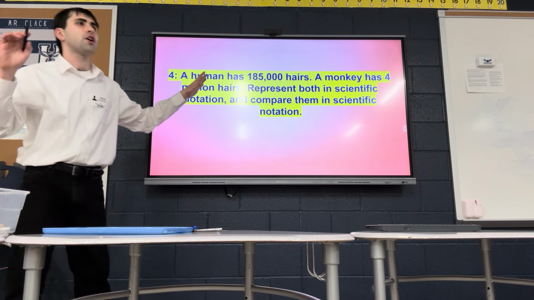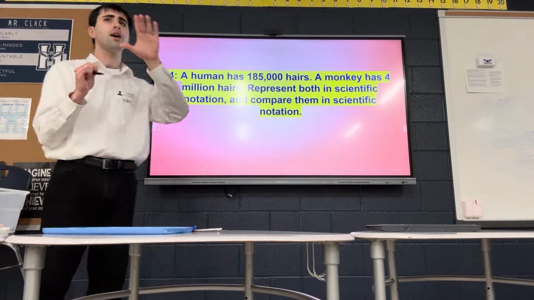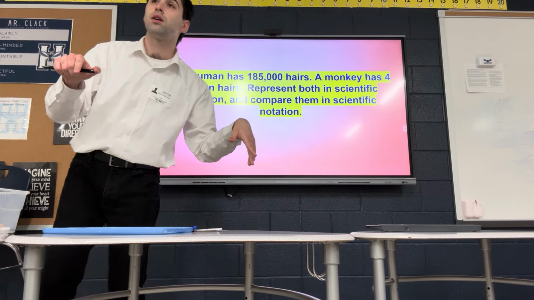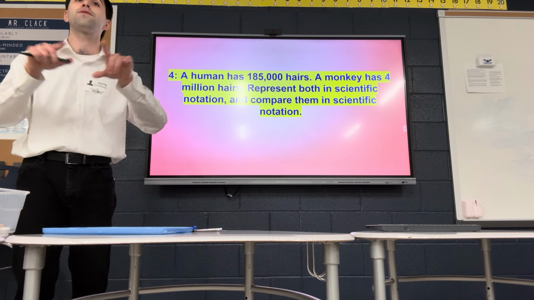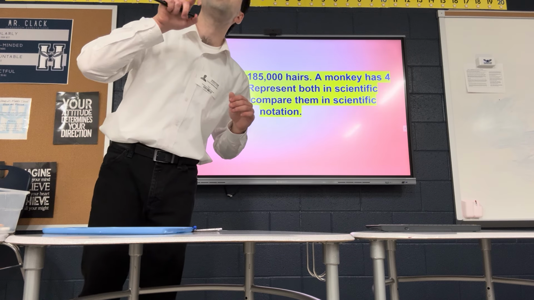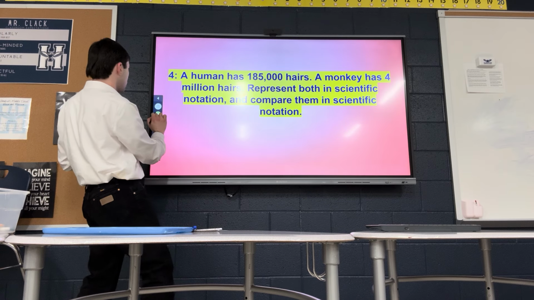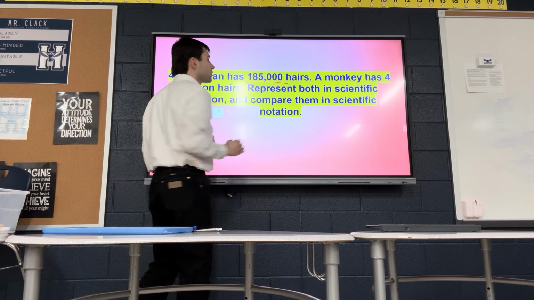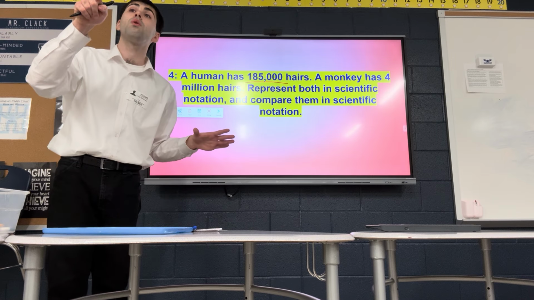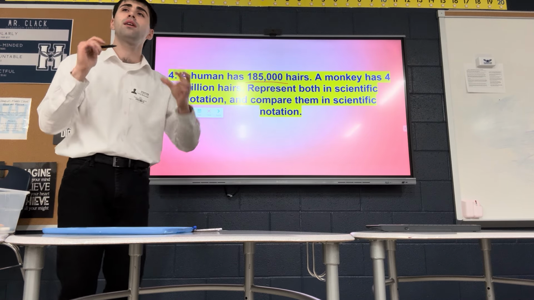Okay, a human has 185,000 hairs, while a monkey has 4 million hairs. How would you represent this in scientific notation? Write it down. Remember what we did. What's the first step that we do? How would you turn 185,000 into scientific notation? What's the first step? Okay, good job.